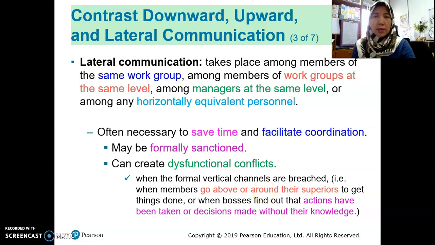Okay, lateral communications normally take place among members of the same work group, among managers at the same level, or among any horizontally equivalent personnel. So basically, what is meant here is communication on the same line, within the same work group, or between managers of the same level. The relationship in terms of communication is horizontal.